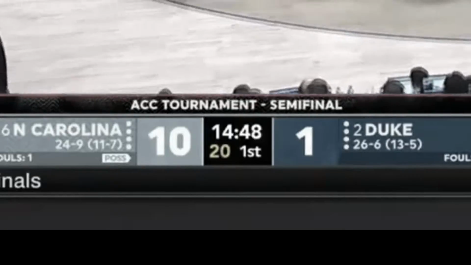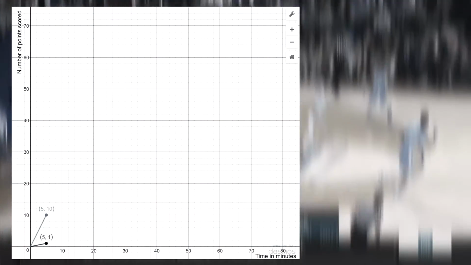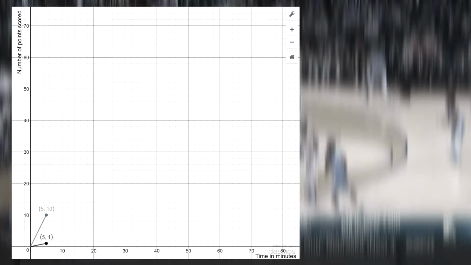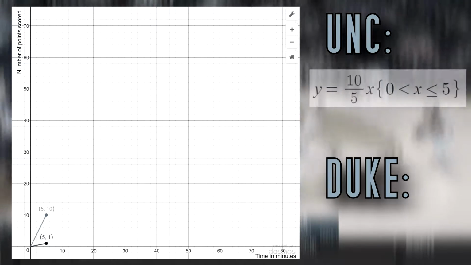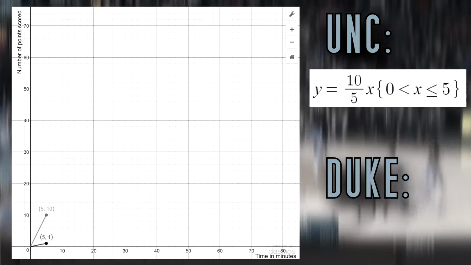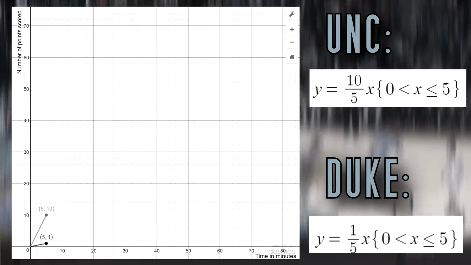Now let's graph the progression of the score after 5 minutes of playing. As you can see, UNC scored 10 times more points than Duke in the same interval. In this time interval from 0 minutes to 5 minutes, UNC's piecewise function is 10/5 x, and Duke's piecewise function is 1/5 x.